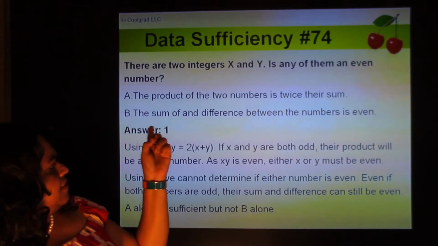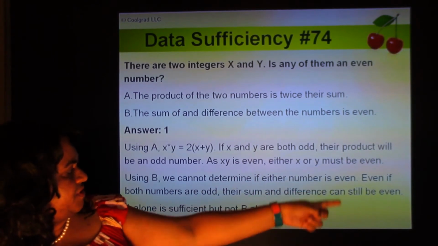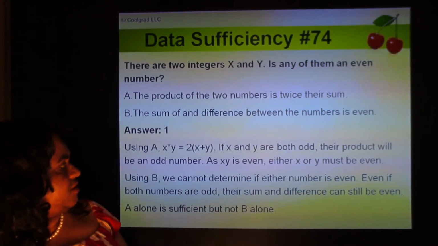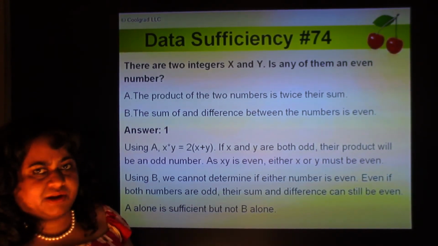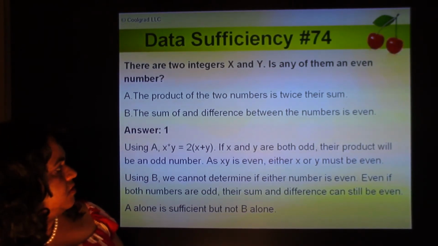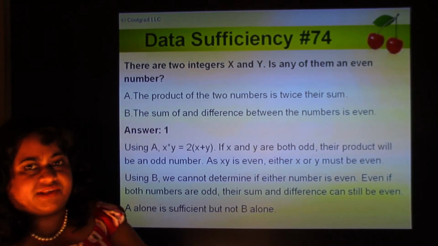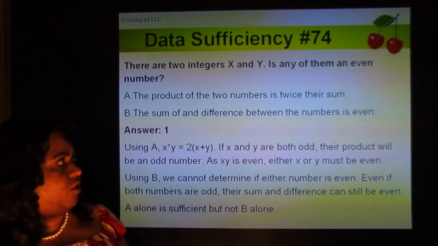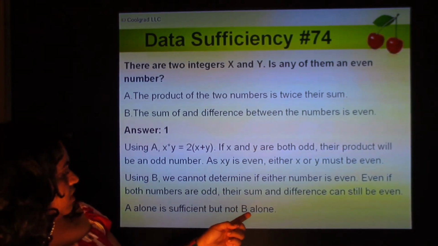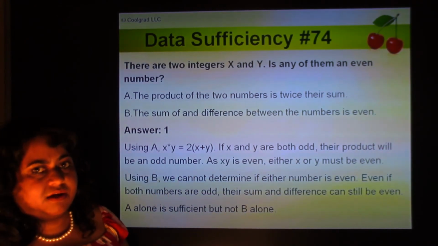Using statement B alone, the sum of and difference between the numbers is even. We don't know if either number is even. Let's say they are two odd numbers like 5 and 3. 5 plus 3 is an even number and 5 minus 3 is an even number. But both of them are odd, right? If they're like say 2 and 4, 2 plus 4 is an even number, and 4 minus 2 is an even number. So we don't know if the numbers are both odd or both even. So statement B alone is not sufficient, but statement A alone is sufficient. So we pick option 1.